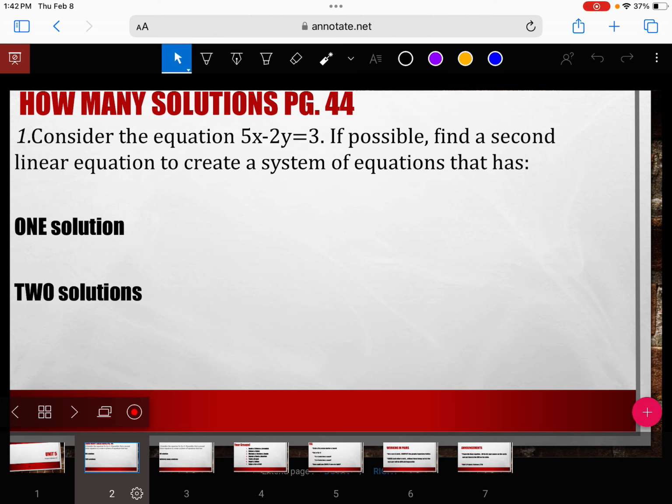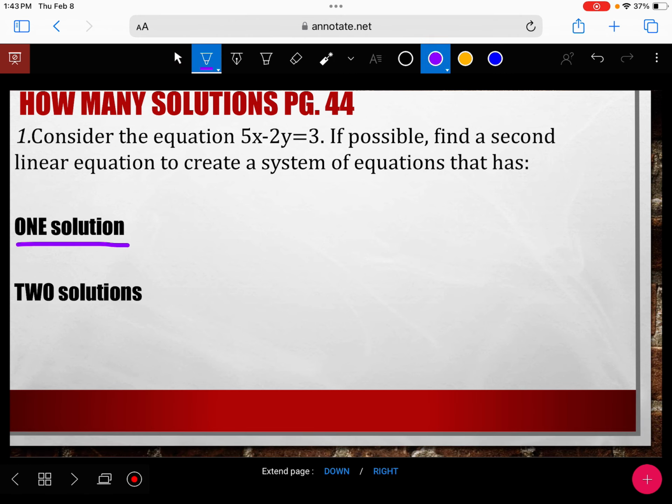So what we're going to be doing is we are going to try and find a linear equation. So we're going to write another equation for each of these situations. We want to write another equation where we wind up with one solution. We want to write another equation where we could possibly wind up with two solutions. And I have on another page the other two situations: no solution and infinitely many solutions. So if we have this equation here, what do we need to do to be able to find another line?